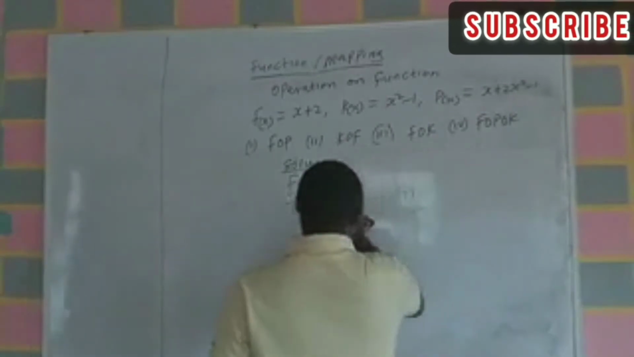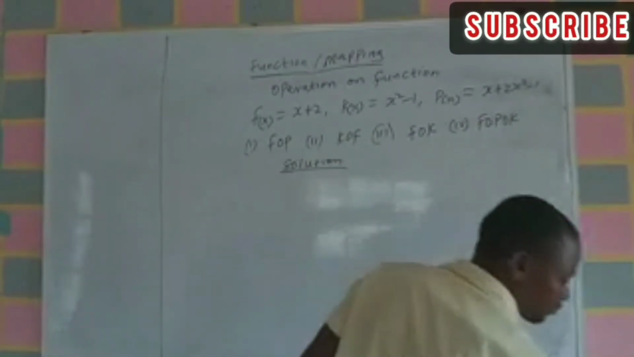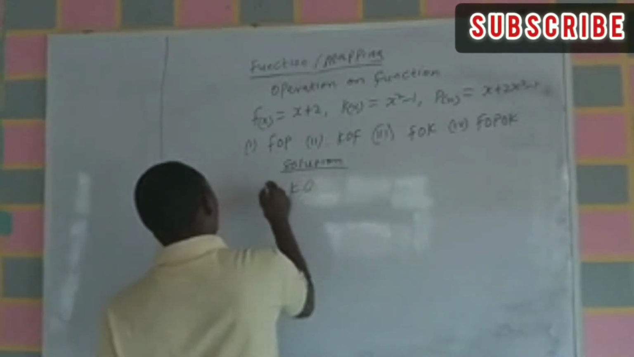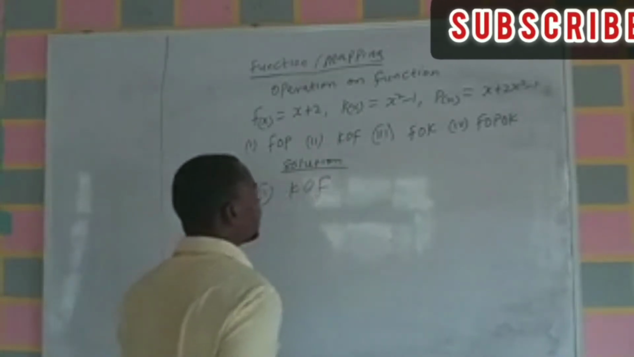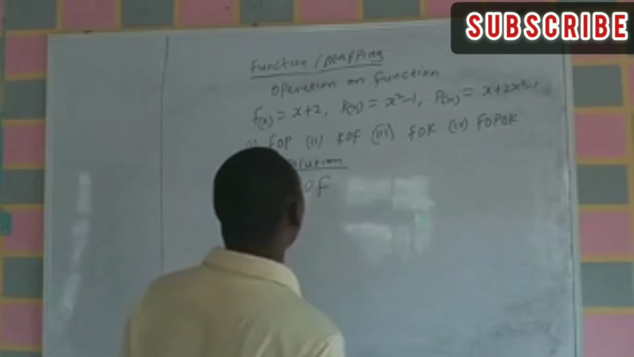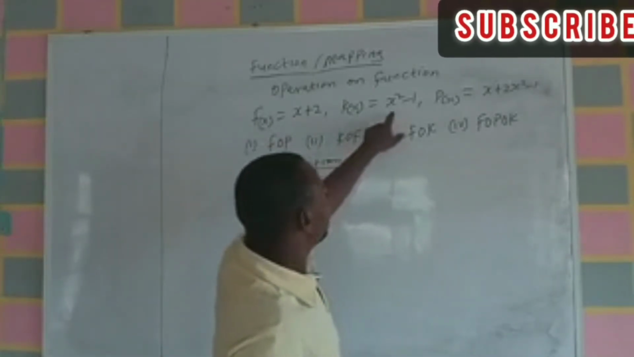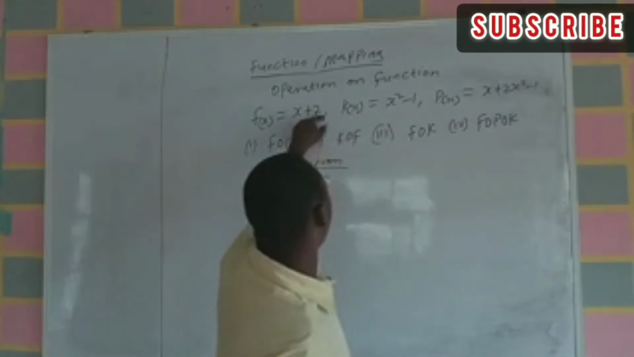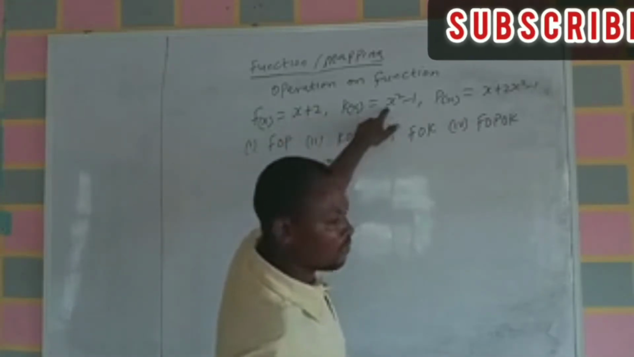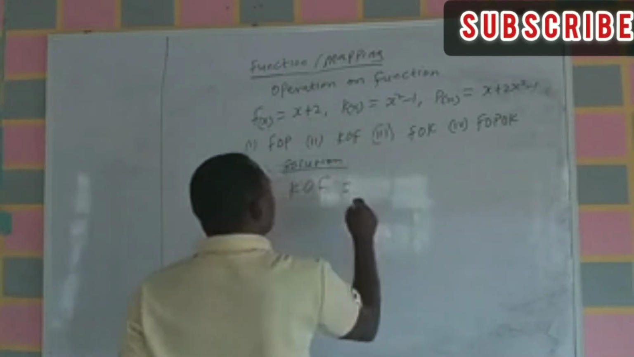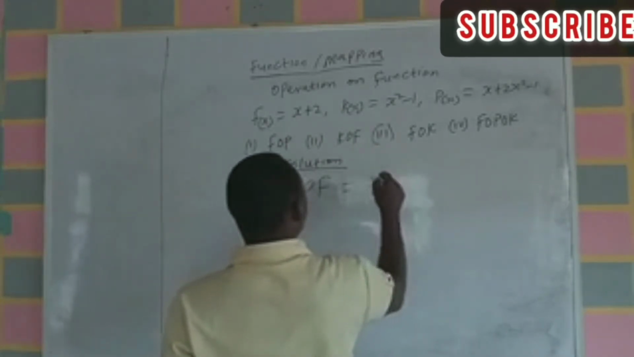Question 2, we have k o f. I'll pick f, s plus 2, and substitute it for s in s squared. Here the power is only 1, and when you come here, you make it power 2. So that means I'm going to have s plus 2.